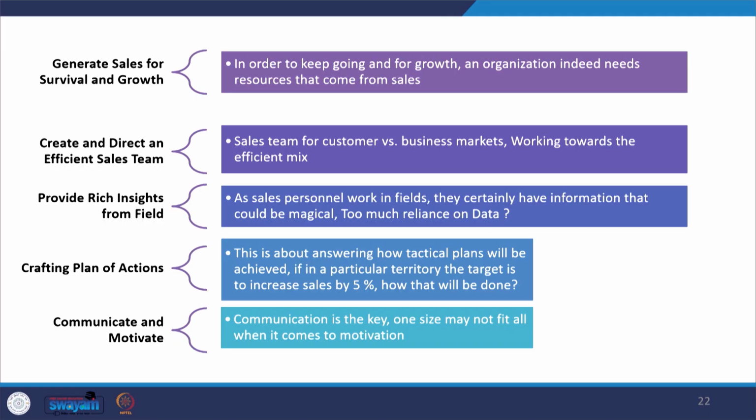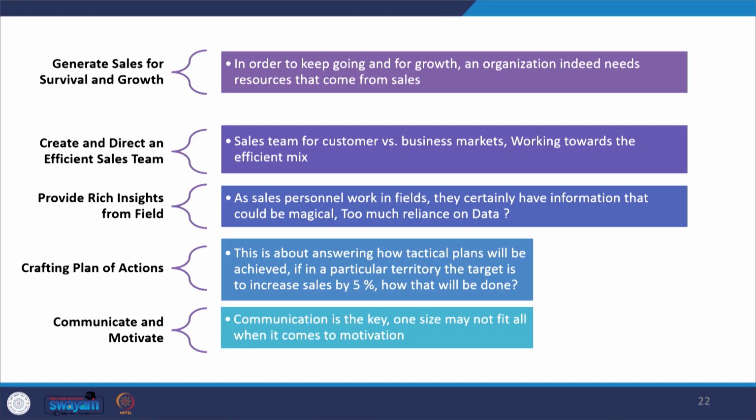Now broadly, when you talk about crafting plans of action, the example which I gave is very micro. It can happen in any way. Let's say if in a particular territory the target is to increase sales by 5%, how that will be done will again come from the plan of action that you have, whether we'll be doing it by offering discounts, opening more stores, or what would be the other way out?